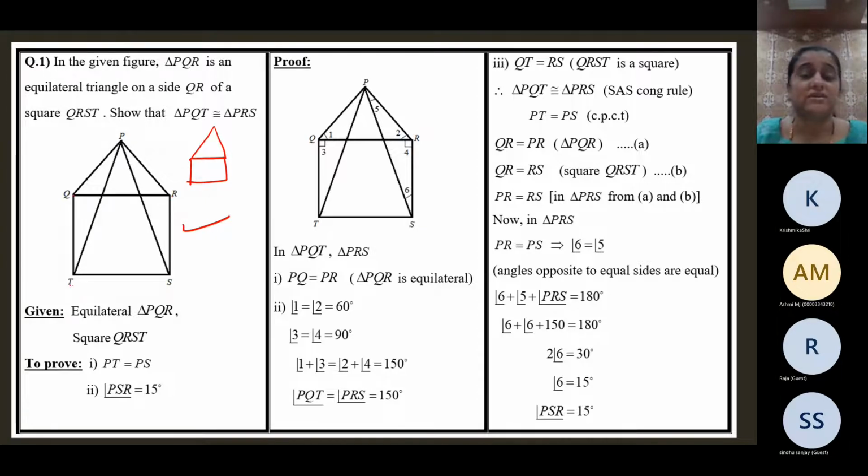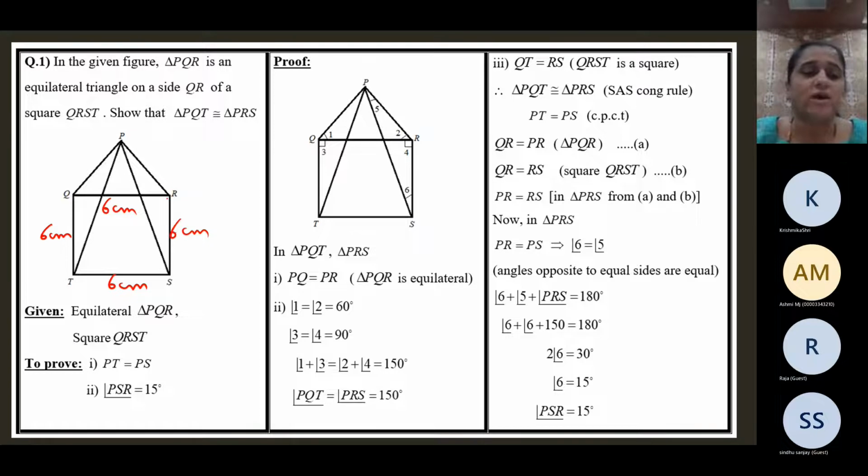QRST, this quadrilateral, is a square, so that means all the sides are equal. On one of the sides, QR of the square, there stands an equilateral triangle. So PQR is an equilateral triangle. Now, supposing each side of the square is 6 centimeters, so 6, 6, 6, 6, because it's a square, all sides are equal. Now this equilateral triangle PQR stands on QR, and it's equilateral, that means all the sides are equal.